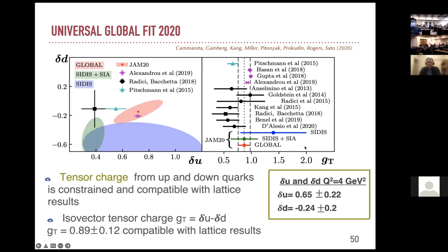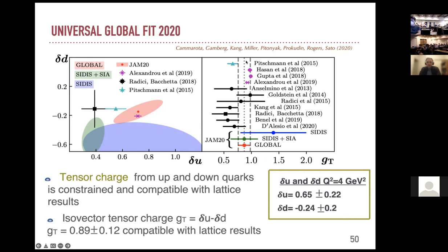In this plot, I show the results for g_T, which is the isovector tensor charge. It's the difference between the contributions from delta u and delta d. That's what is important for searches of beyond-the-Standard-Model physics. Here are the previous phenomenologists, starting from Anselmino in 2013 to 2020, and our result from SIDIS would have a very large uncertainty, while for SIDIS plus e+e- it is smaller. And here is the final result of this 2020 paper.